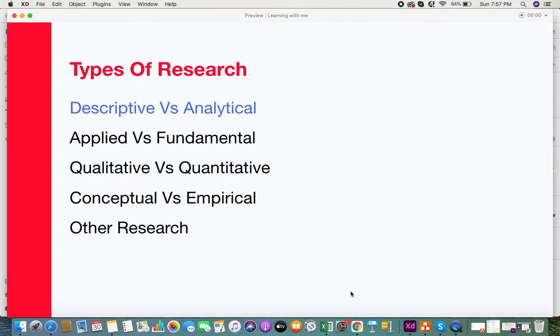To start off, these are the different types of research. The first one is descriptive versus analytical, then applied versus fundamental, qualitative versus quantitative, conceptual versus empirical, and some other types of research. In this video, I will be focusing on the descriptive versus analytical research type. So let's get into it.